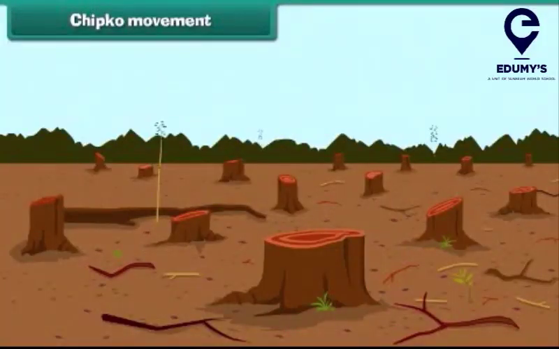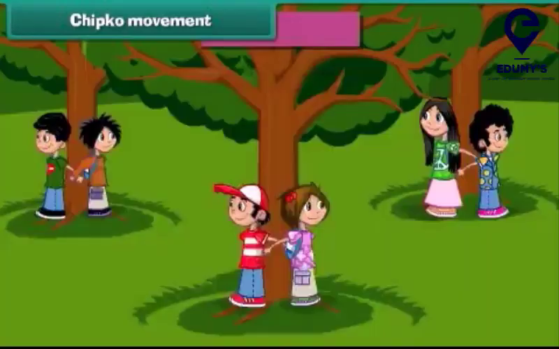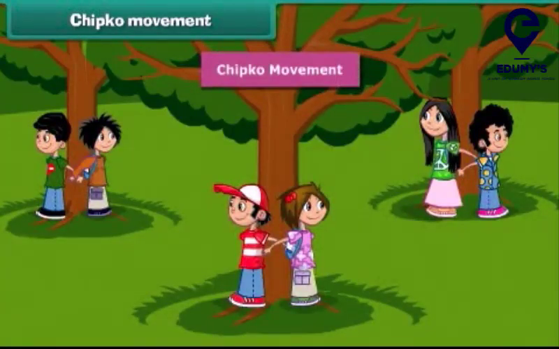Now we learn about an event related to protection against the cutting of trees. The Chipko movement or Chipko Andolan, literally 'to stick' in Hindi, is a social ecological movement through the act of hugging trees to protect them from being felled.